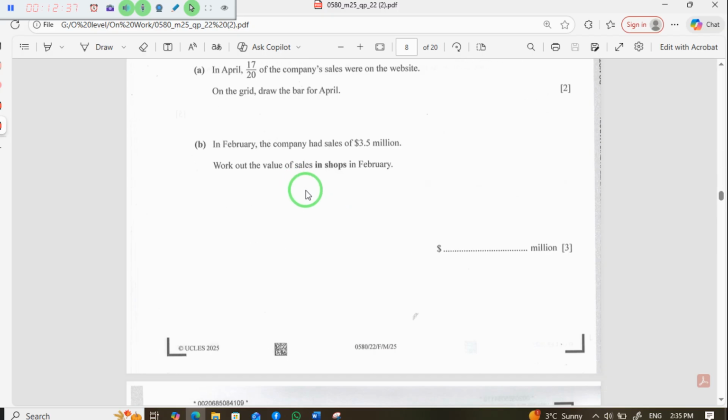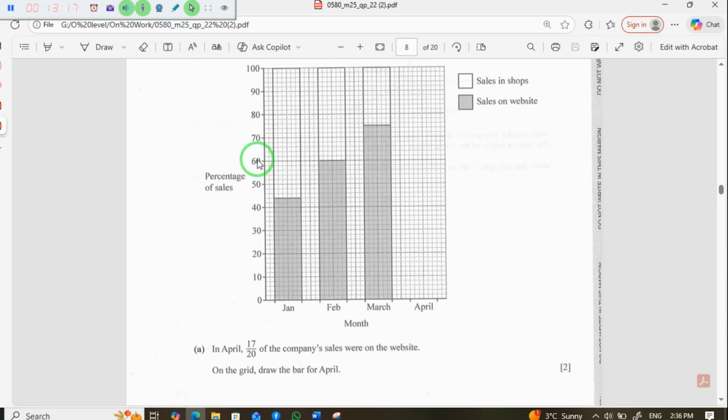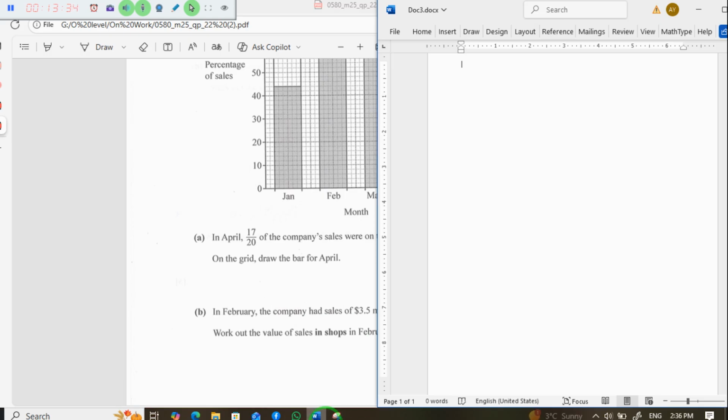We have drawn it. Next, in February, the company had sales of 3.5 million. Work out the value of sales in shops in February. So we should find the amount of sales in shops in February. As you know, in the chart in February, the percentage is 60% on the website, and we come down from the upper side. Here we mean 40% in shops.